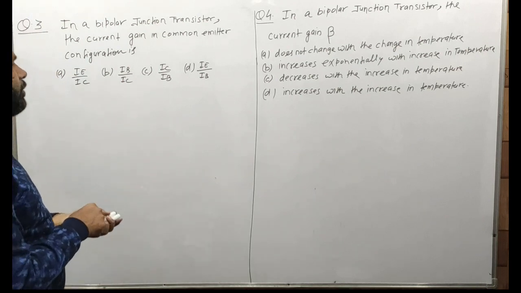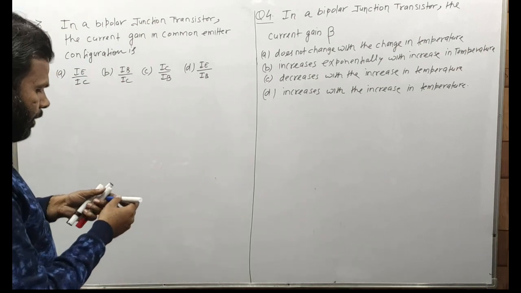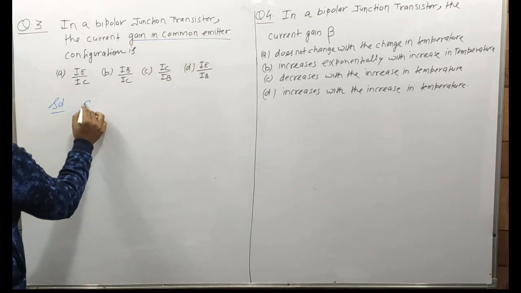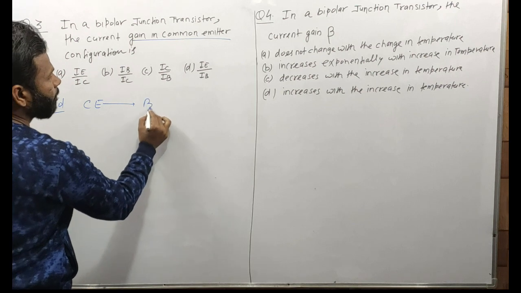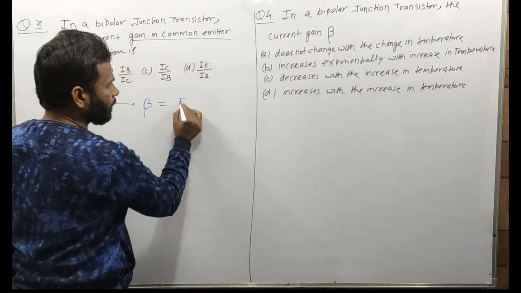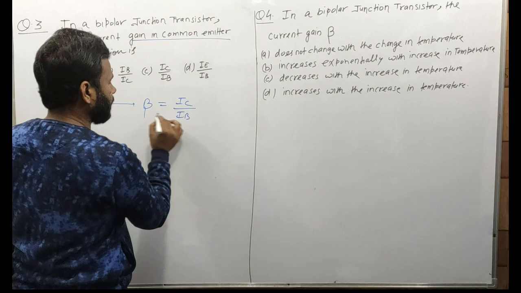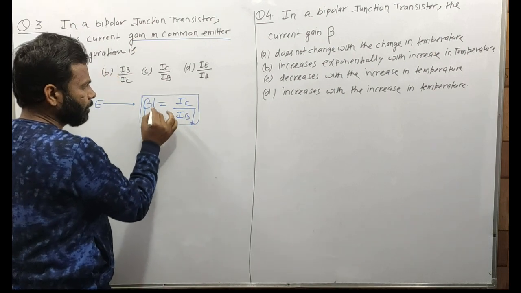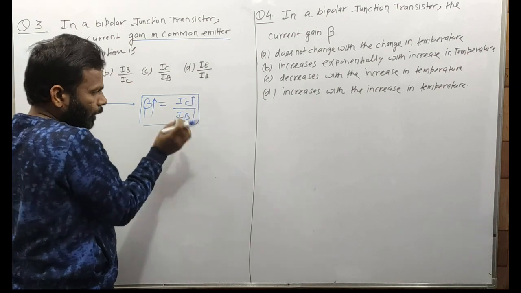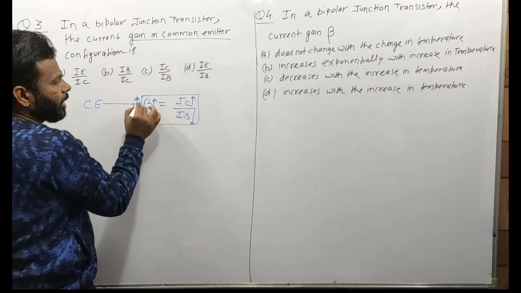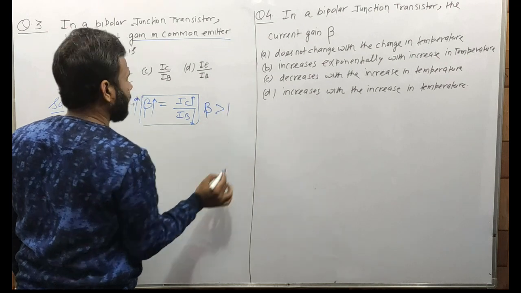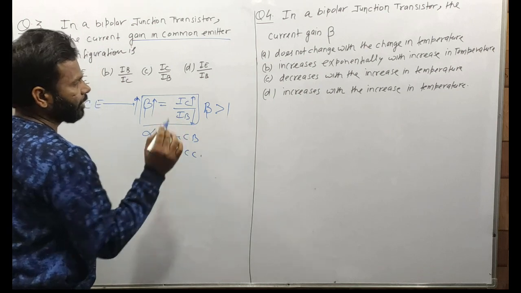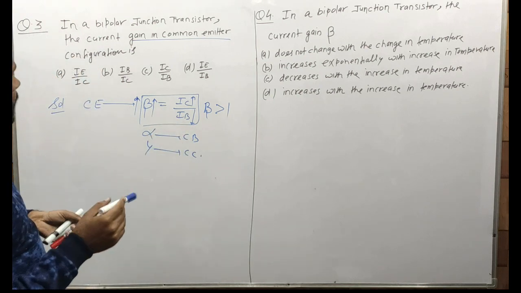In a bipolar junction transistor the current gain in common emitter configuration is. ठीक है, so solution देखते हैं. In common emitter the current gain is called beta and it is the ratio of the collector current to the base current. Since IB is less due to the recombination, so beta is high. Now IC is high due to low recombination, so beta is high. So beta is greater than 1. Alpha is for common base and gamma is for common collector. Clear है?